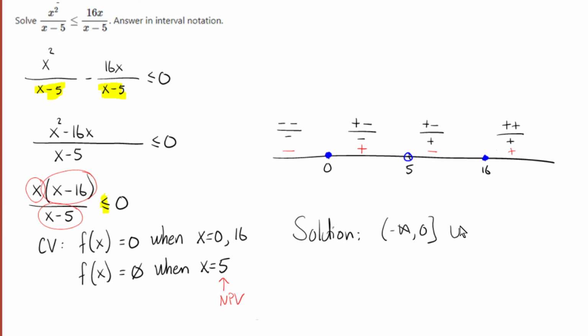union, and then it's going to be between 5 and 16, not including 5. So it's going to be from 5 to 16. And we are including 16. So actually, let me fix that quickly. Shouldn't be a regular bracket. It should be a square bracket.